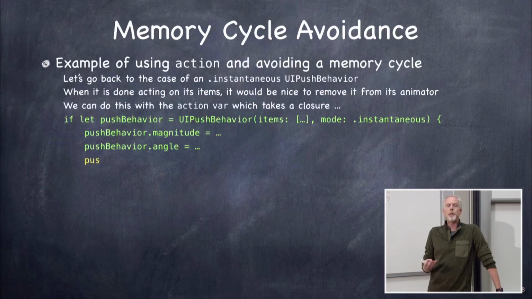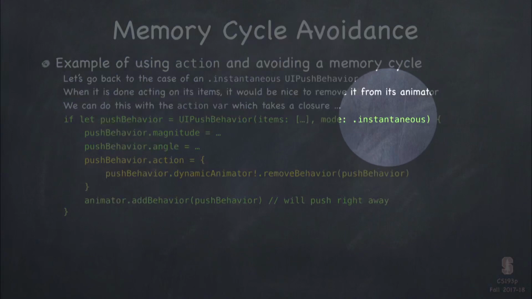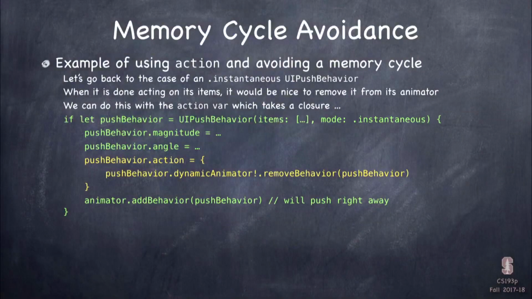Okay? All right. Let's go back and talk about that push behavior thing. So what I really wanted to do is something like this. I got this push behavior, right? I set its magnitude and its angle, but I really want that push behavior to get thrown away as soon as it pushes, because it's instantaneous. You see here, my thing here is an instantaneous push, so it's only going to push once, and then I want it to get thrown away so it doesn't muck up the heap with a totally useless behavior. All right, well, I can do that with this action method, the yellow part right here, so I can just have the push behavior's action. All behaviors inherit this action closure, and inside the closure I can ask the push behavior's dynamic animator, please remove me. Okay, remove behavior, the push behavior itself.